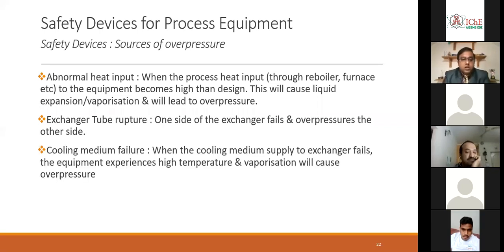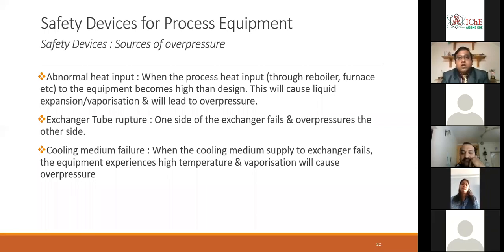Then cooling medium failure. Again, if I have a process coming into a column, say it needs to be cooled, but suddenly the cooling water supply to the exchanger fails because of something abnormal upstream or within the exchanger. So the temperature which was supposed to be 40 now becomes 120. So really hot feed comes into the system, and again liquid expands, vaporizes, overpressure, needs protection.